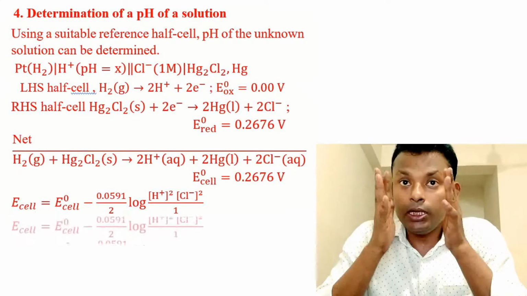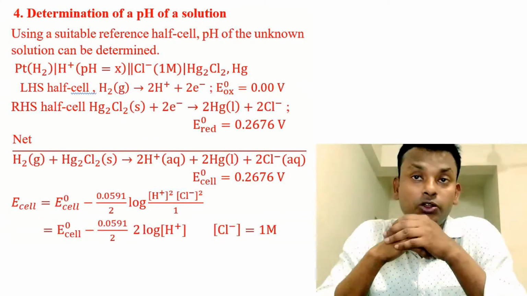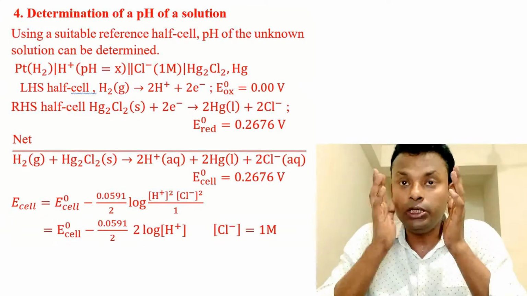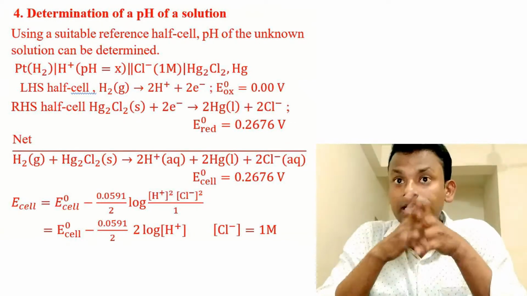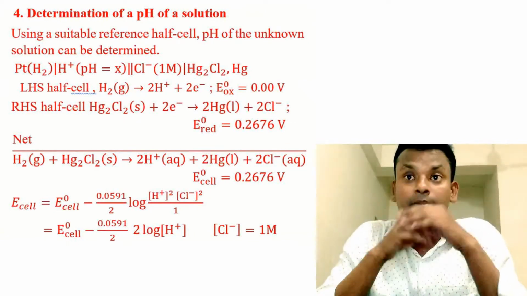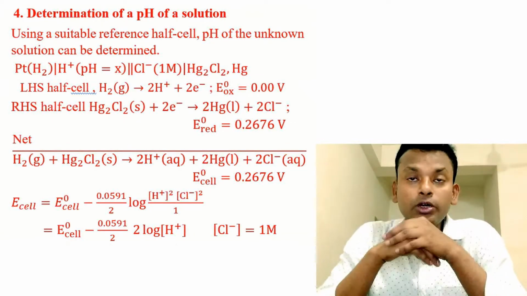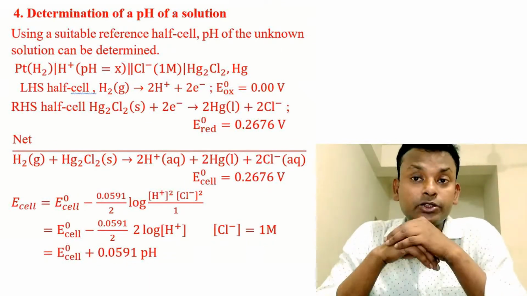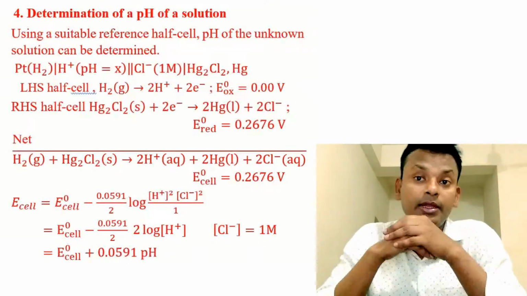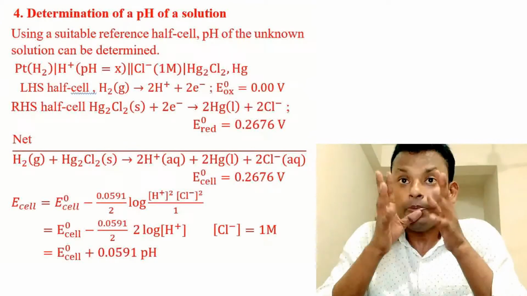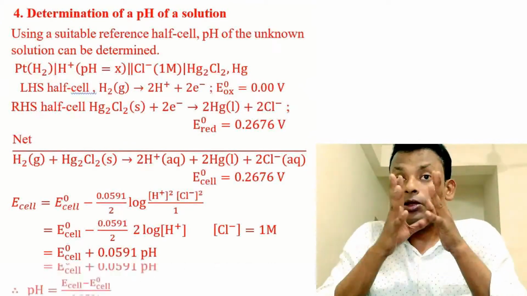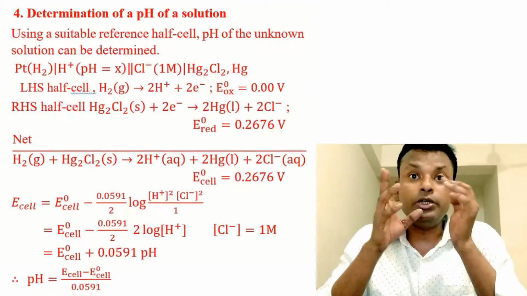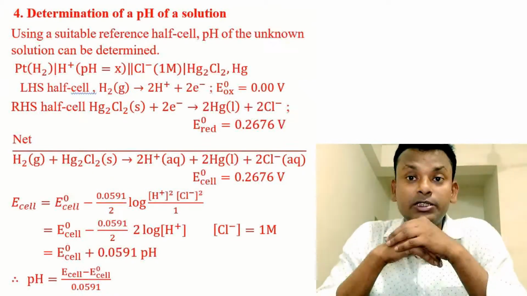So E0 cell equals 0.0591 by 2 into 2 log H plus, here concentration of Cl minus equals 1. So E cell equals E0 cell plus 0.0591 pH. Therefore, pH equals E cell minus E0 cell by 0.0591.